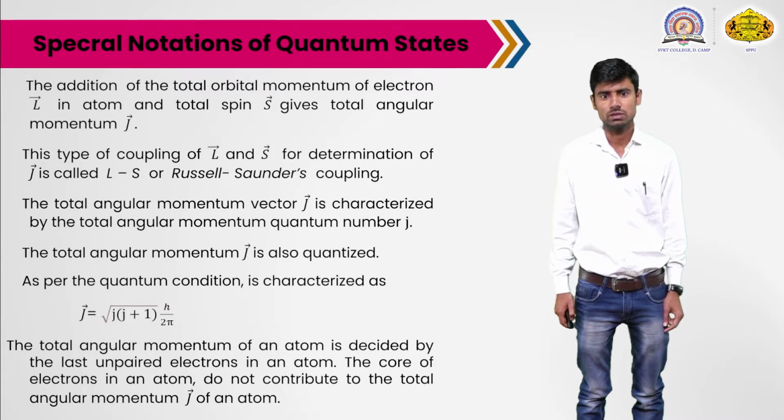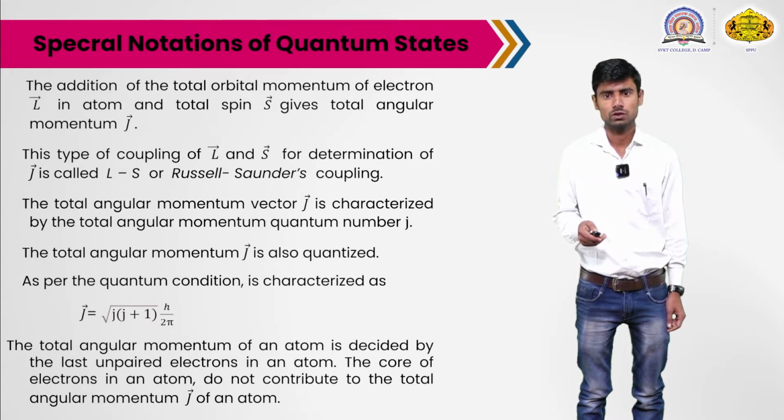So here, this J bar, which is the total angular momentum of the atom, is characterized by the total angular momentum quantum number small j. So whenever you want to find the capital J bar, you require a small j, which is the total angular momentum quantum number. The total angular momentum is also quantized, like L bar and S bar. The orbital angular momentum L bar is quantized by the orbital angular momentum quantum number. The total spin S bar is also quantized. And similarly, the total angular momentum J bar is also quantized. The magnitude of the total angular momentum is given by the magnitude of J bar equals square root of small j into j plus 1, into h upon 2 pi, where small j is the total angular momentum quantum number.